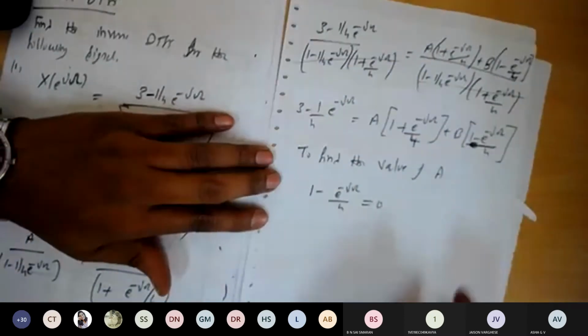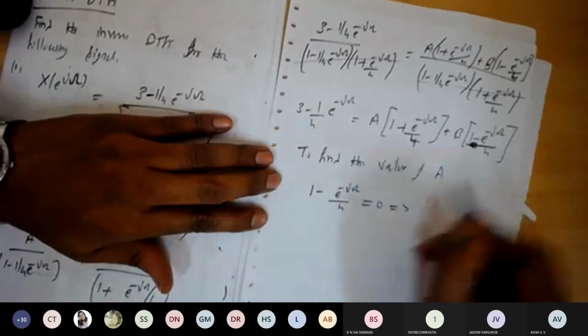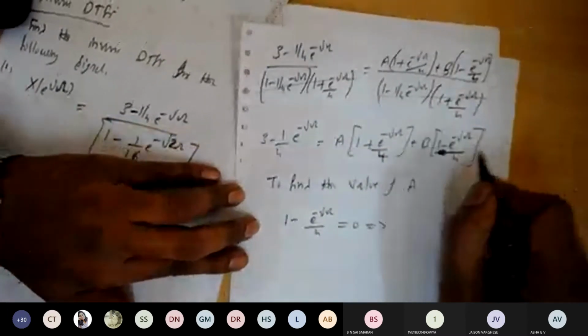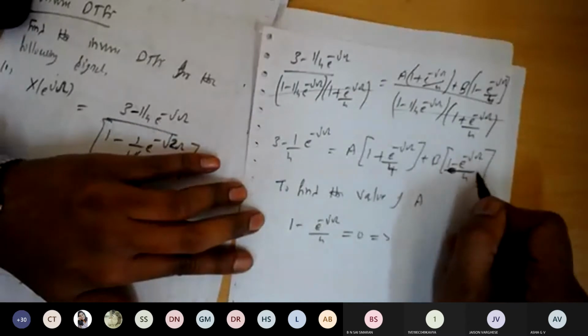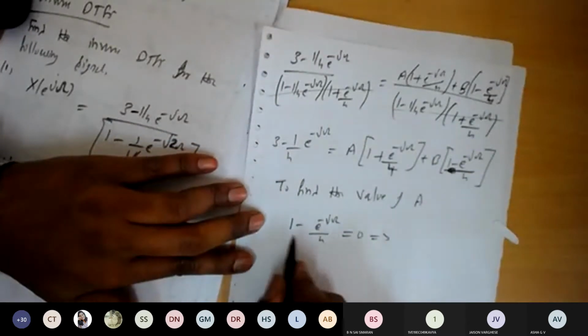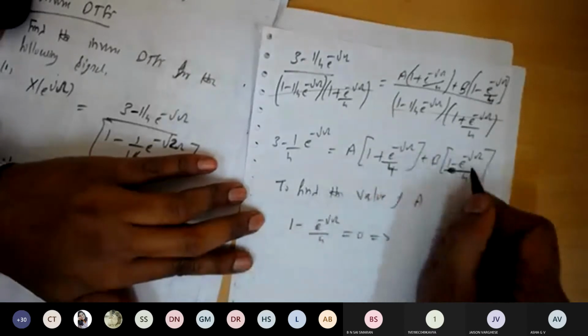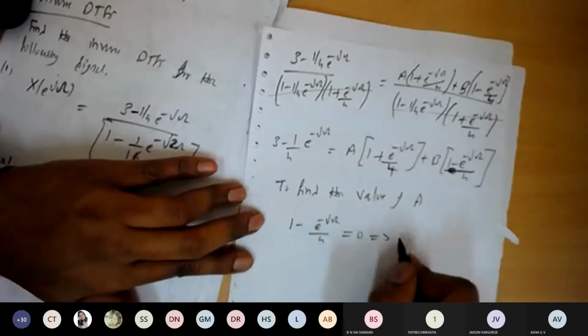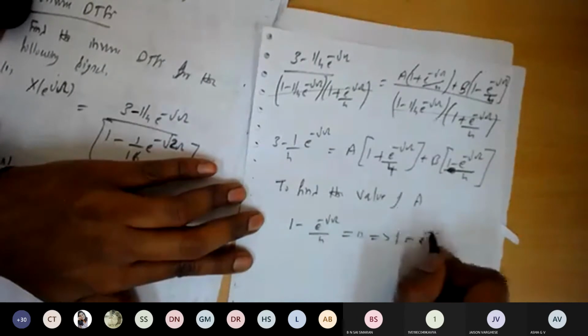If you want to make that 0, this term is implicit, because the exponential of omega is there. We don't know what value of omega to substitute so that this will become 0. So that's why I'm going to simplify. I'm substituting 1 minus e to the power of minus j omega divided by 4 as 0, so that it becomes 1 equal to e to the power of minus j omega divided by 4.